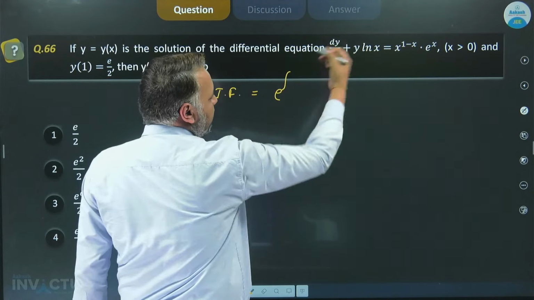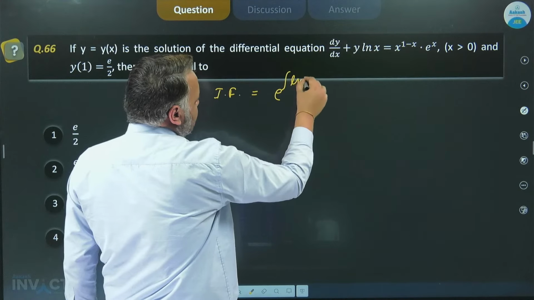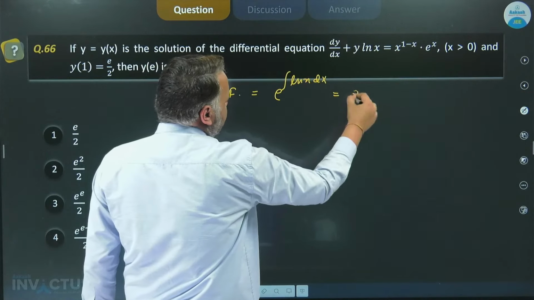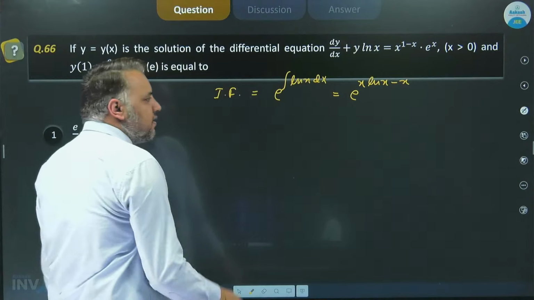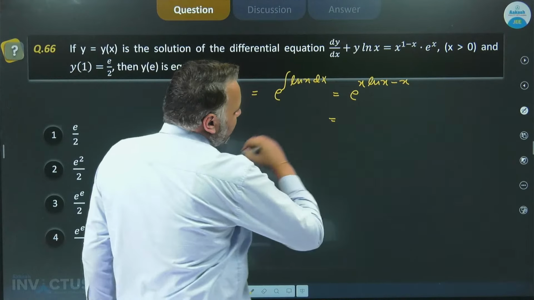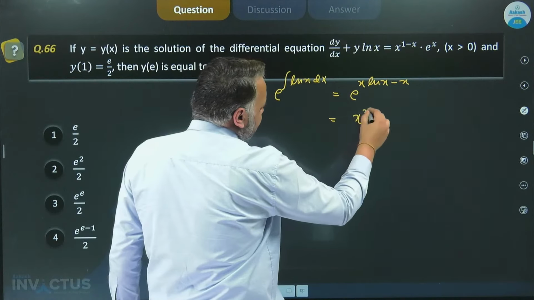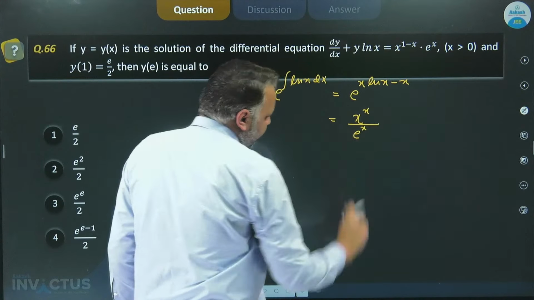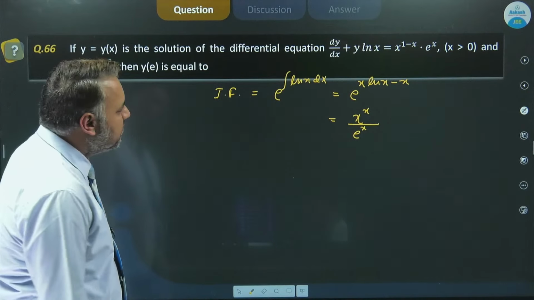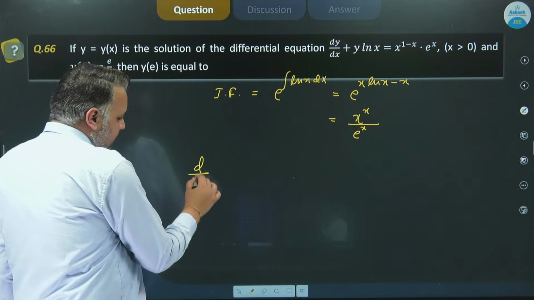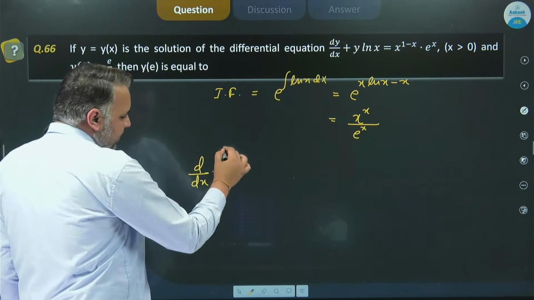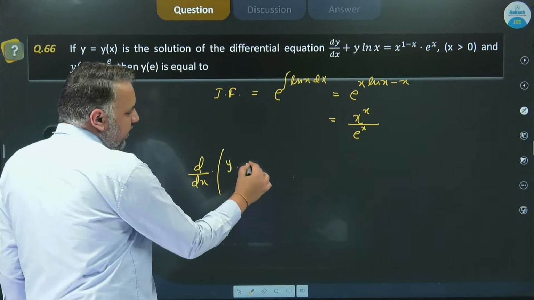That means the coefficient of y. So that is ln x. So this is nothing but e power x ln x minus x. So this is the integrating factor. Further simplifying this, you can say this will be x power x divided by e power x. Okay, this is the integrating factor. Multiplying this in the complete equation, we'll see the left hand side will be the differentiation of y into the integrating factor.